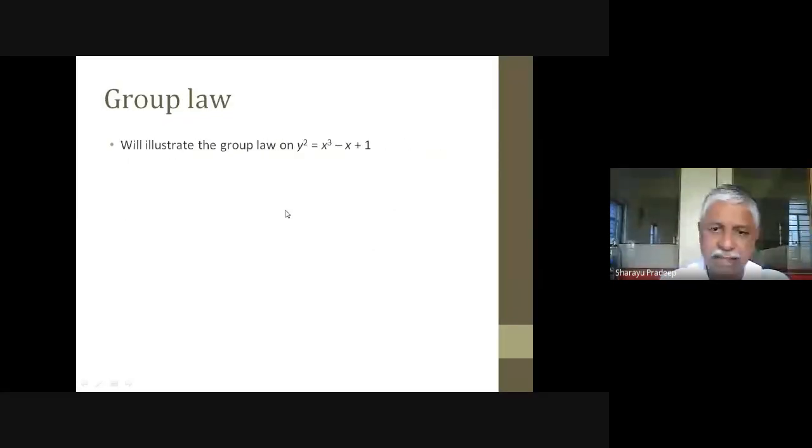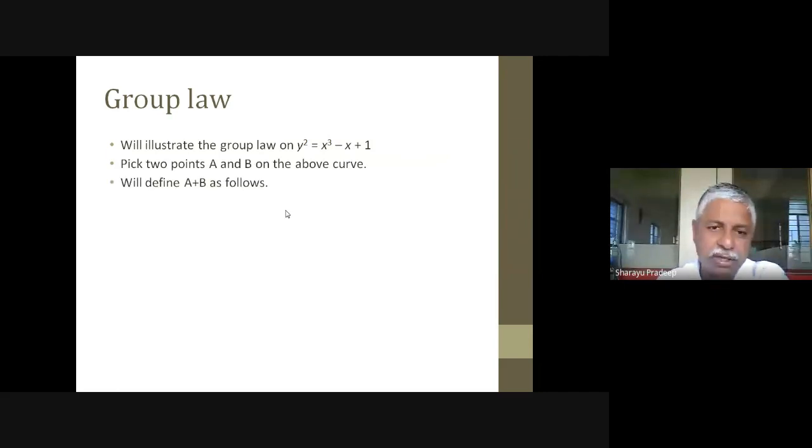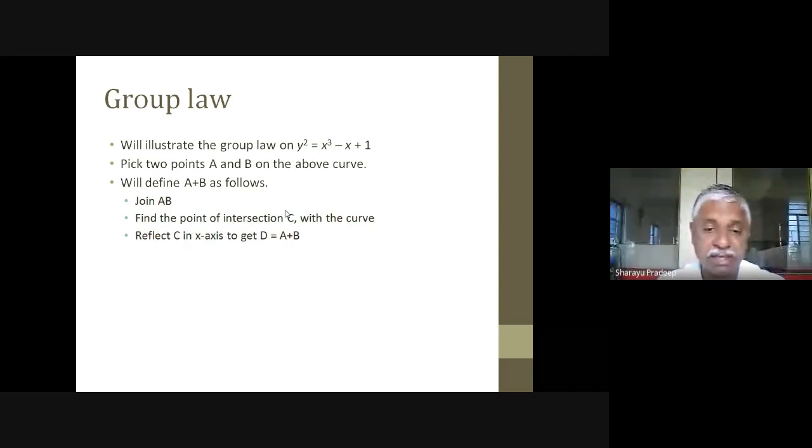I'll illustrate the group law on x cubed minus x plus 1. This is what I do. Pick 2 points A and B on the curve. I'll define A plus B as follows. First, join A and B, that means draw a straight line passing through A and B. Now find the point of intersection C with the curve. Any straight line will intersect the elliptic curve at a third point, so I have 3 points. The third point I'm calling C. Then reflect C in the x-axis to get D. That I will call A plus B.